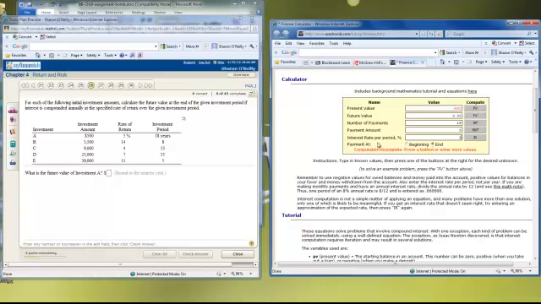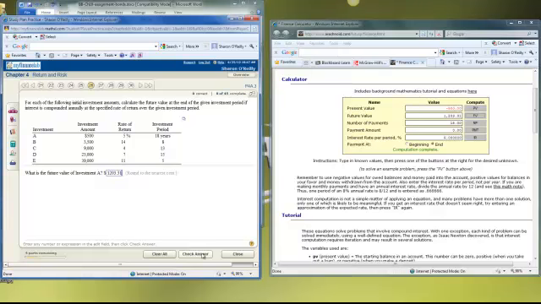Okay, now we are looking for the future value of investment A. Click over here where it says Compute Future Value. Okay, it gives us a future value of $1,203.31. Enter that into My Finance Lab, and click Check Answer. Hey, well done.